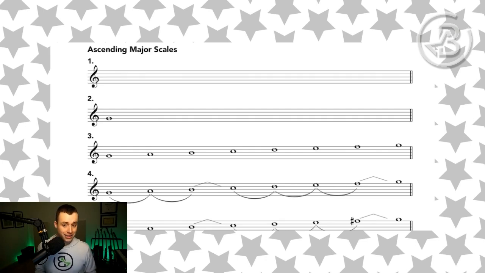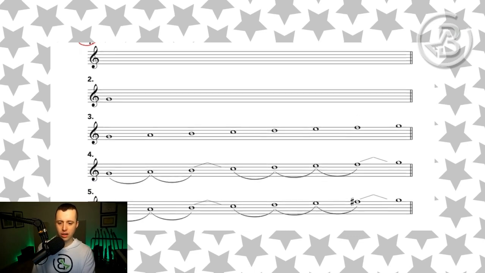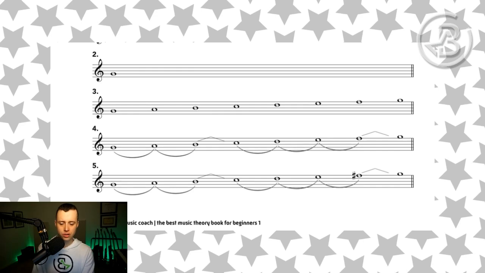So how you write an ascending major scale is first you take a line of staff and you add a treble clef and a double bar line. You can see we're on step 1 right here. Step number 2 is you are going to add the note that the scale is going to start on, also known as scale degree 1. In this case, it is a G.